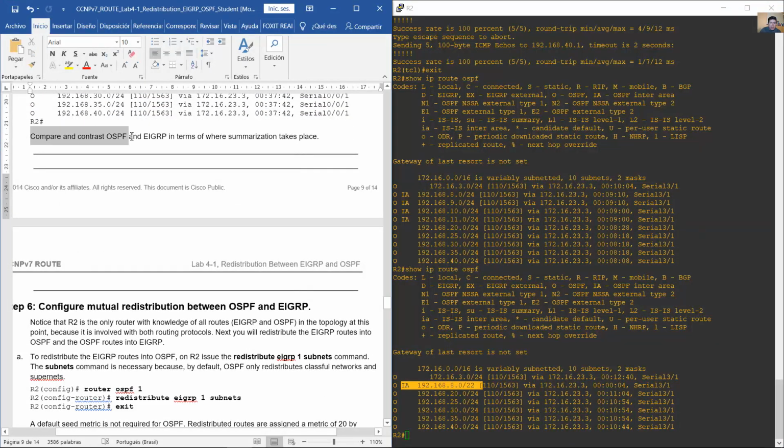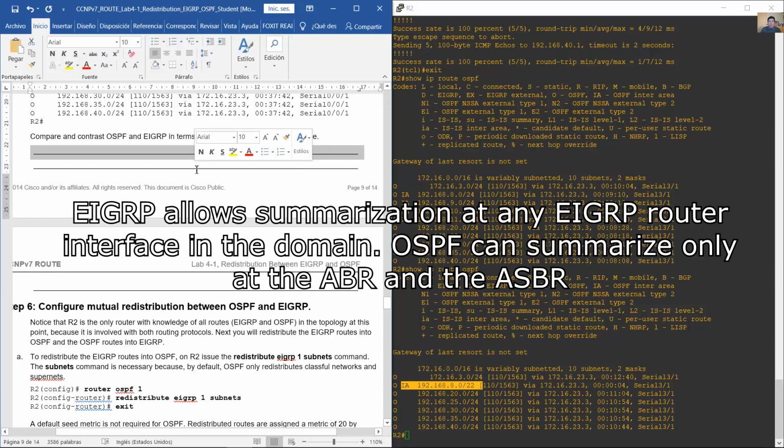Compare and contrast OSPF and EIGRP in terms of where summarization takes place. EIGRP allows summarization at any EIGRP router interface in the domain. OSPF can summarize only at the ABR and the ASBR.